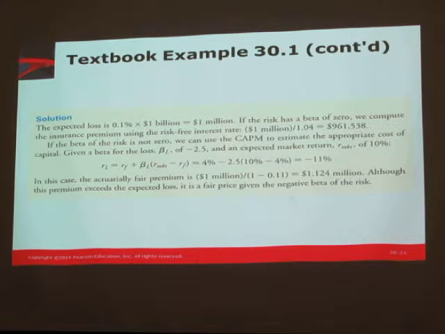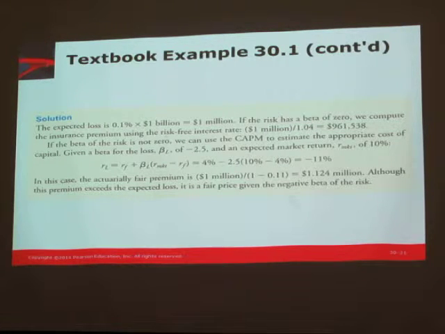It is fair. The bottom line number, the one we figured out, 1.124, that's what I'd be willing to pay. What am I going to pay? $961,000. I'm willing to pay up to $1.124 million. After that, guess what? It's not worth paying. Take the expected loss, divide it by 1 plus the risk-free rate.